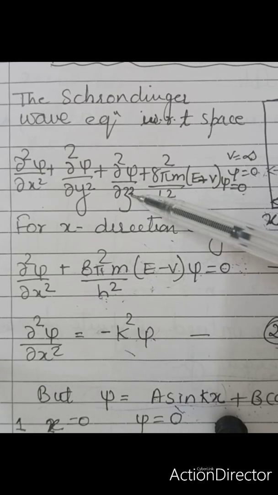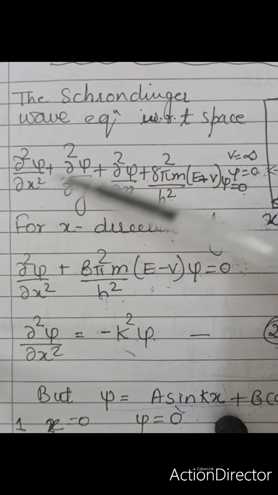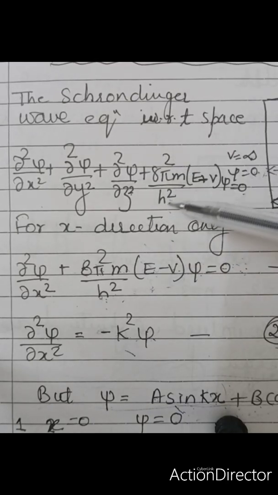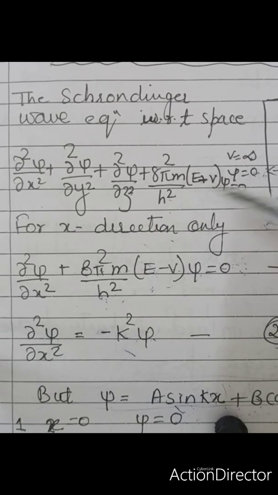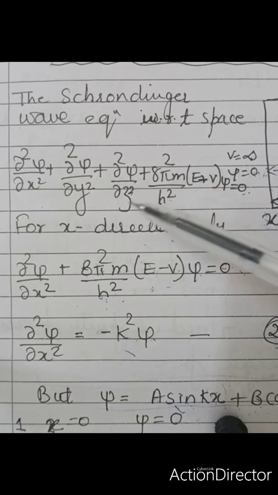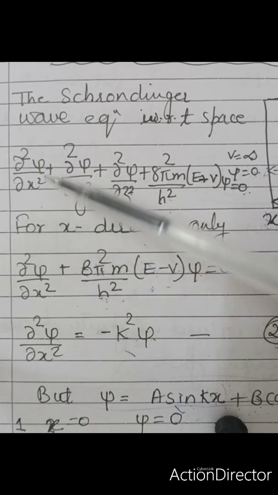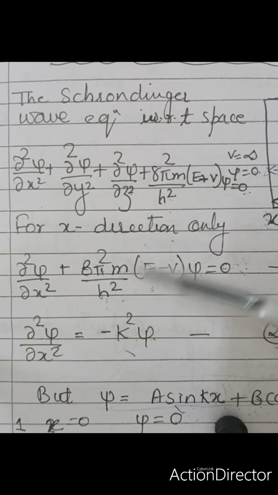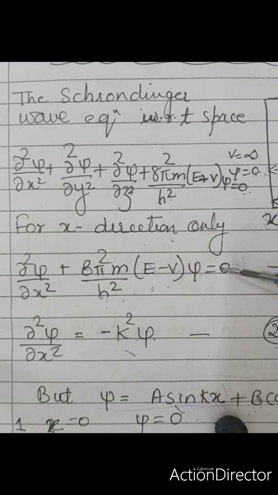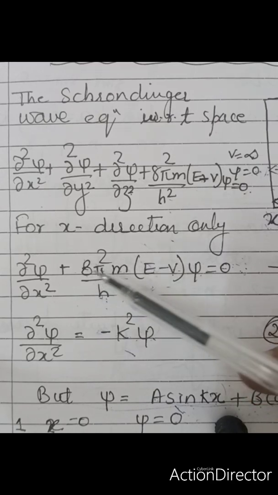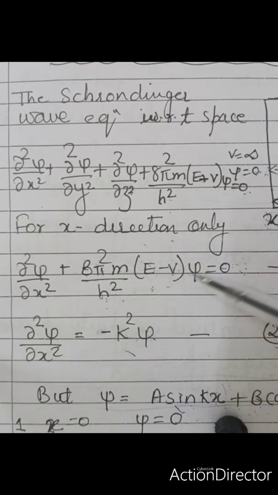Now let us consider the Schrodinger wave equation, that is del square psi by del x square plus del square psi by del y square plus del square psi by del z square plus 8 pi square m upon h square (E minus V) psi is equal to 0. Now since we are considering the particle in a one-dimensional box moving along the x-axis only, we will be dealing with only the x part, that is del square psi upon del x square plus 8 pi square m upon h square (E minus V) psi is equal to 0. You know that we are taking V as 0. So what we are left with is 8 pi square m upon h square E psi is equal to 0.